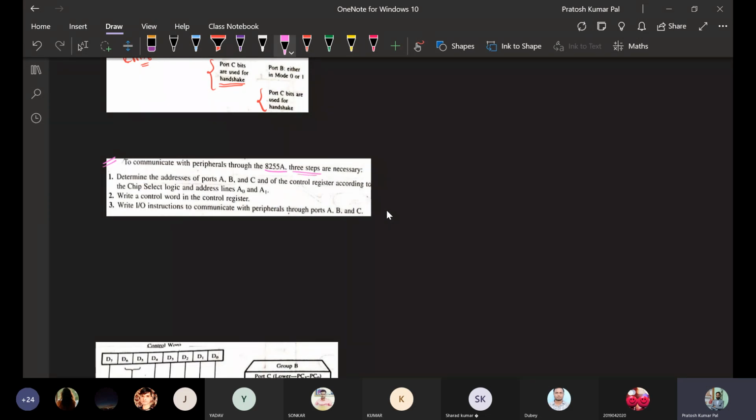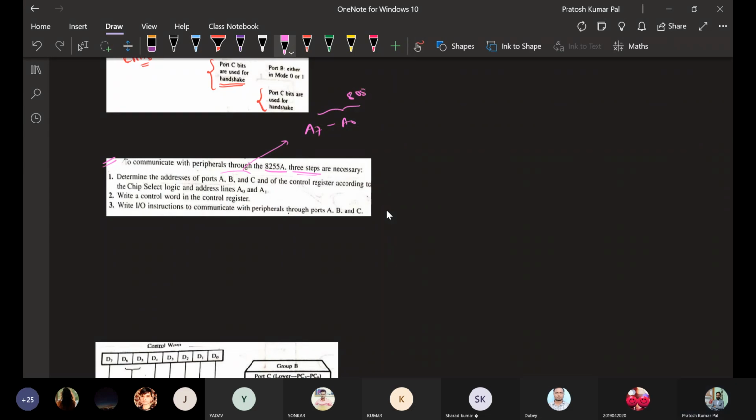Three different steps are required when there is communication between a peripheral device and the 8255. There is a set of steps that need to be followed. First of all, determine the addresses of port A, B, and C. The first step is deciding the port A, B, and C addresses, and these addresses will be decided by the A0 to A7 bits of the microprocessor.